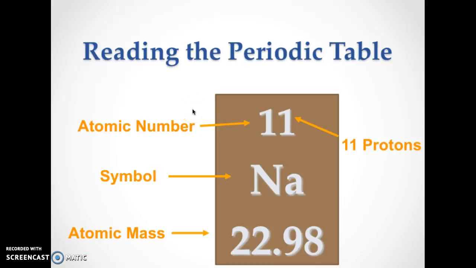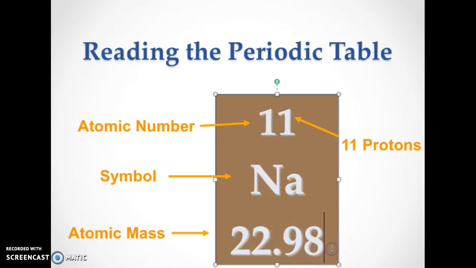Now, this is a little piece of the periodic table. The center of it is going to show you the symbol, which is sodium. And then on top, it's going to show you the atomic number. The atomic number is the smaller number, and it tells you the number of protons. And at the very bottom, it tells you the mass, the atomic mass of that atom. So it is actually the atomic mass unit of that atom.